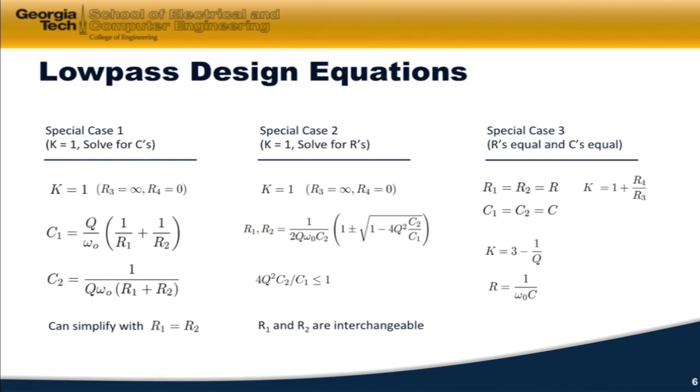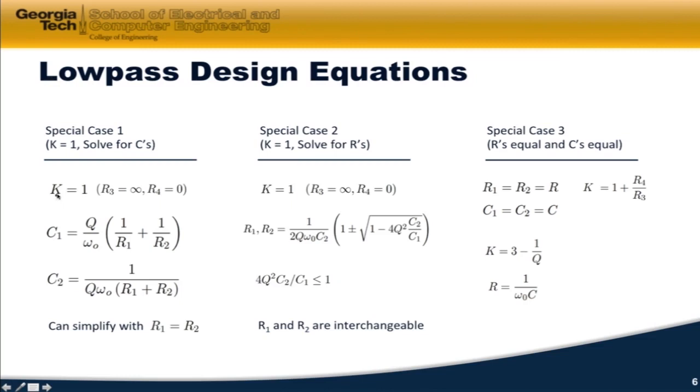Now, those expressions are reasonably complicated, so what's often done is some assumptions are made about the parameters in the transfer function or the component values in the circuit. Here I've listed three special cases where we make certain assumptions to simplify those equations that we saw on the previous slide. In special case 1, we have fixed K, the gain, at a value of 1, and we're solving for the two capacitors in the circuit.